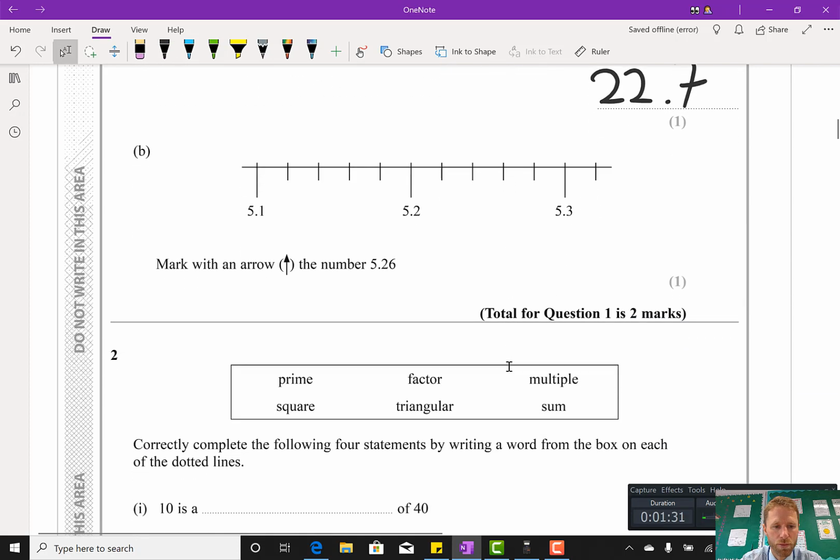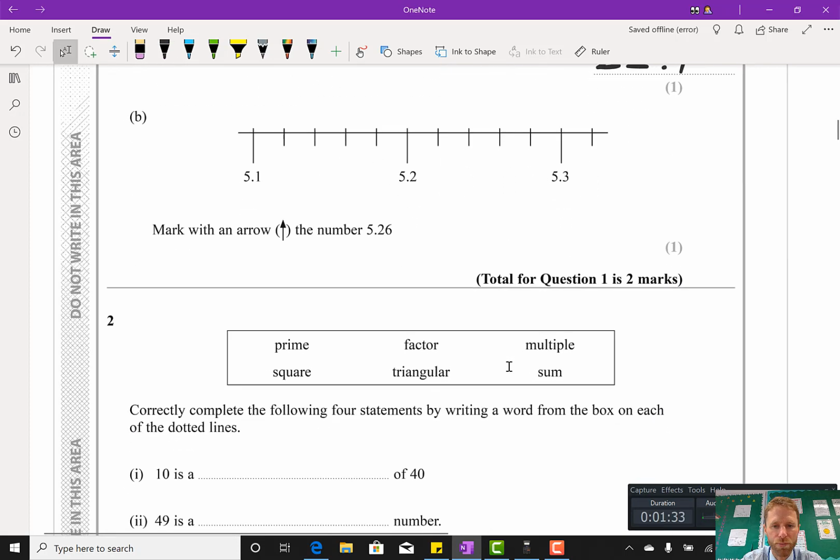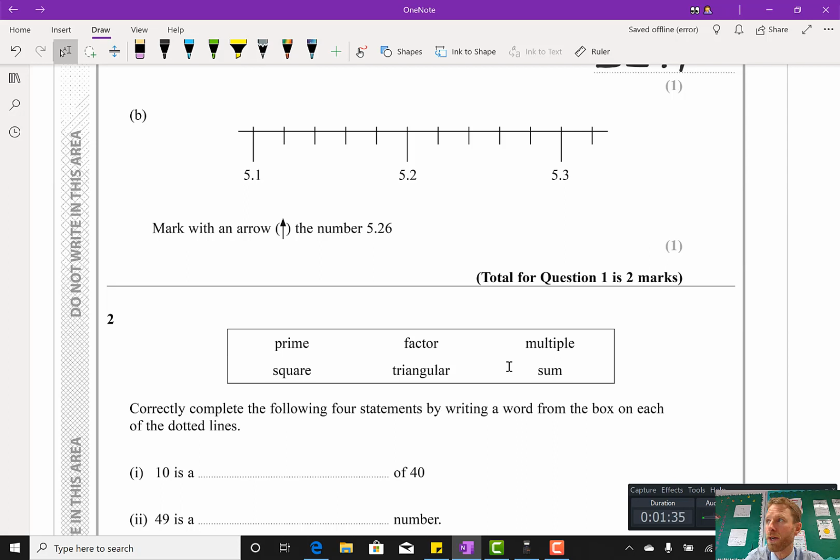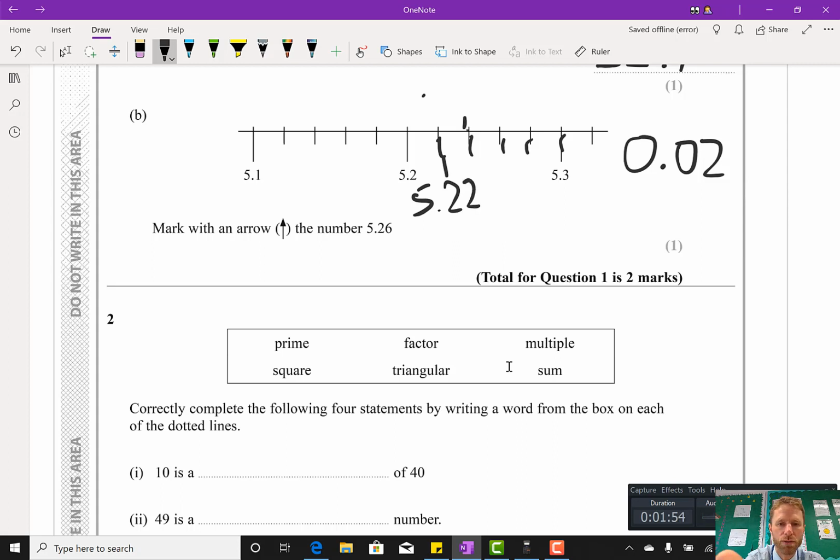So next question, mark with an arrow the number 5.26. Again, first thing to do is read the scale and work out what it is going up in. So we've got 1, 2, 3, 4, 5 sections, which means each section is going to be worth 0.02. So this section is 5.22. This one is 5.24. So to mark number 5.26, that is that one.